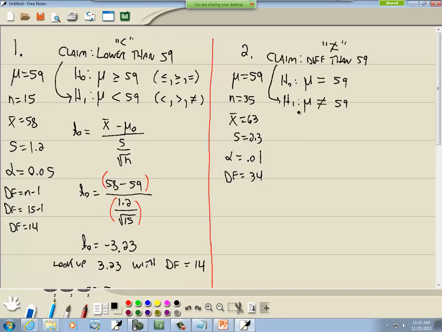Find the test statistic. So t naught is equal to X bar minus mu naught over S divided by square root of N. X bar is 63 minus mu naught, which is 59, over S, which is 2.3, divided by the square root of N, and N is 35, so we have the square root of 35. Again, the key to putting these in your calculator is parentheses around the top, parentheses around the bottom.